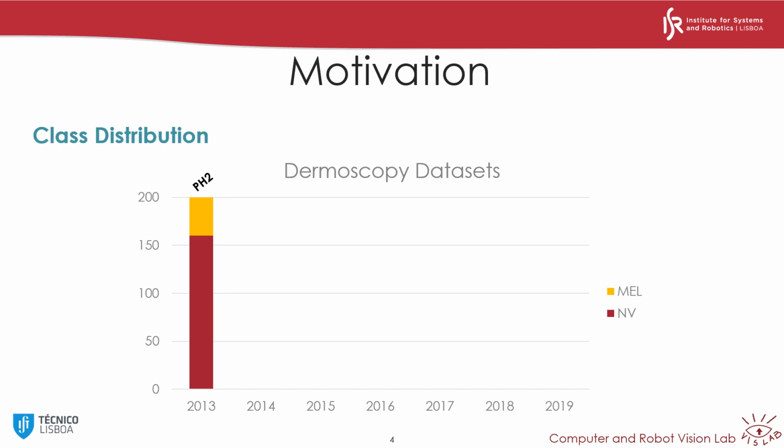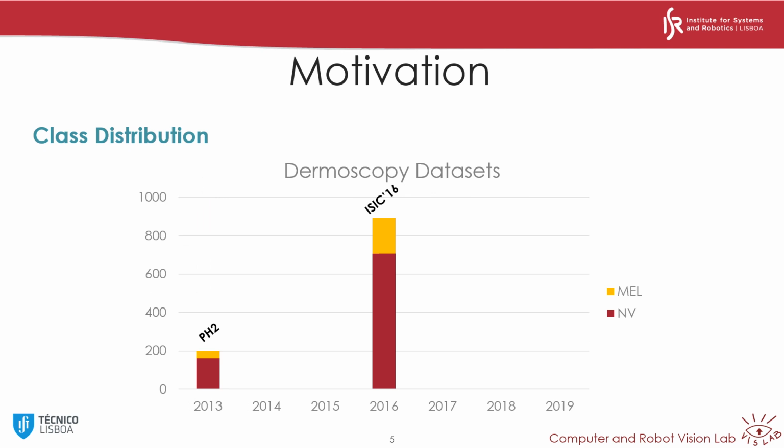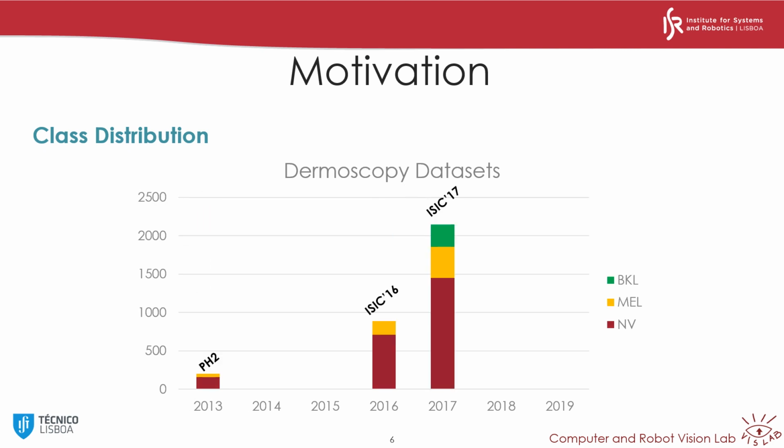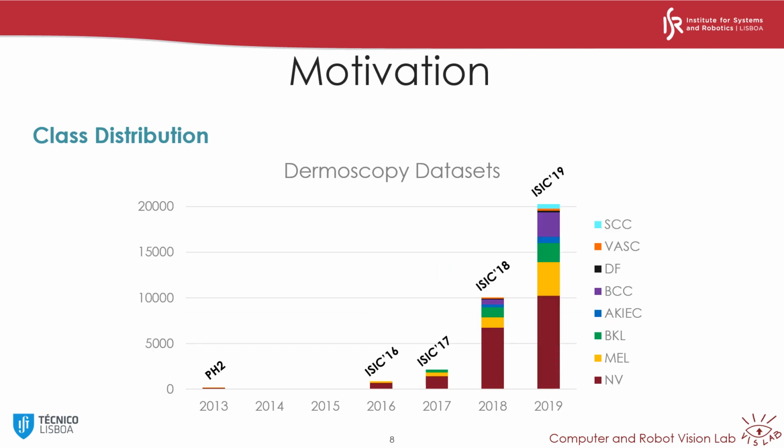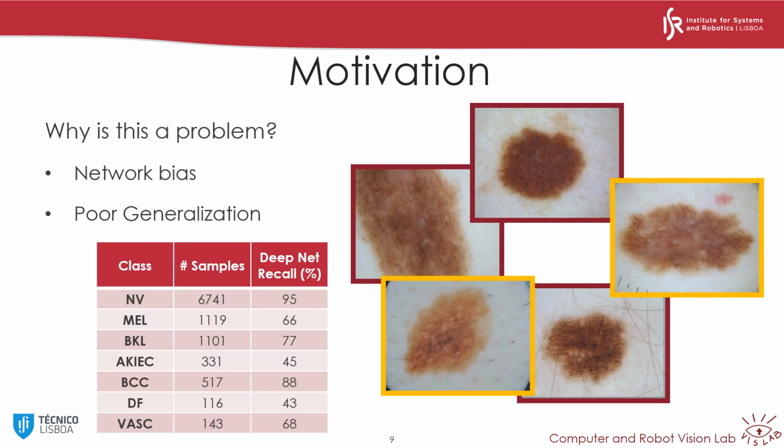Something that is quite clear since the beginning is that the distribution of the classes is not even. So in the beginning, there were only nevi and melanoma samples, and as you can see here, the distribution is quite different. And as the number of datasets increased, as well as the number of classes, the same trends kept going. And nowadays, we have access to datasets where the distribution of the classes is very, very different. But why is class distribution a problem?